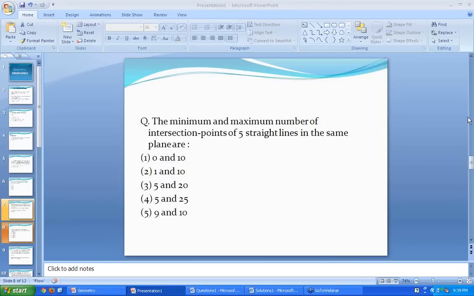See, it is pretty obvious. 5 straight lines in the same plane will never intersect if they are parallel. So the minimum can be 0. Now 0 is there only in one option, so the first option would be the answer. In how many ways can they cut? If you have to find the maximum, the formula for that is NC2. N lines can cut each other in a maximum of NC2 points.